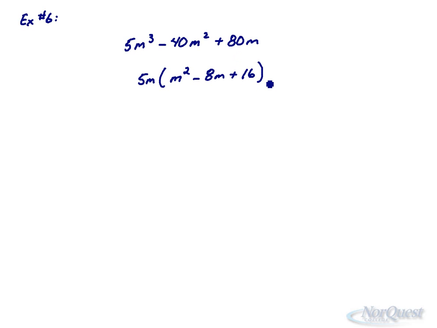Again, looking at this, it looks like a perfect square trinomial. I can take the square root of the first. I can take the square root of the last. So I will try it, and then I will test it. So I'll go 5m. Square root of m squared is m. Square root of 16 is 4. The sign of the middle term is negative. So I write it like m minus 4 squared. Check middle term.